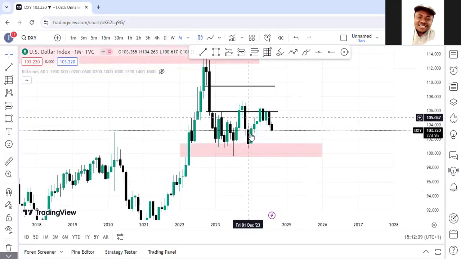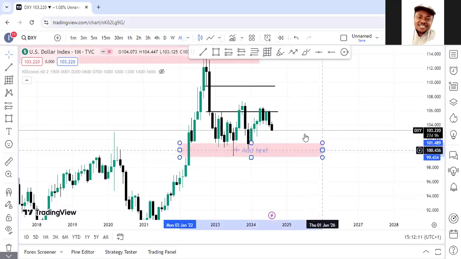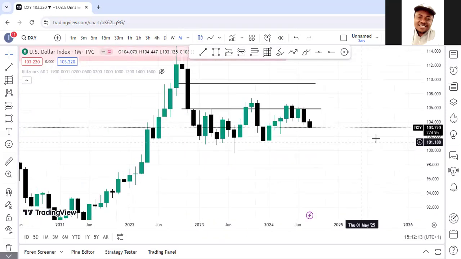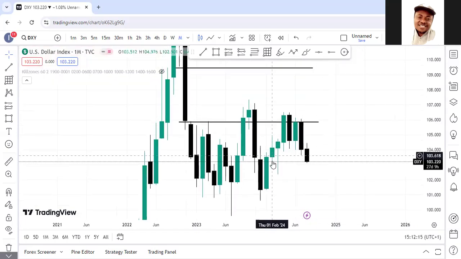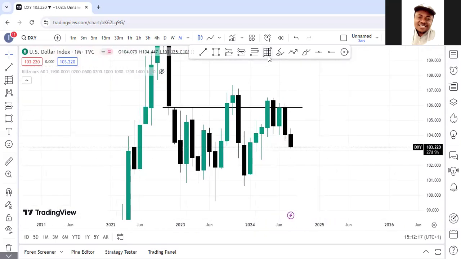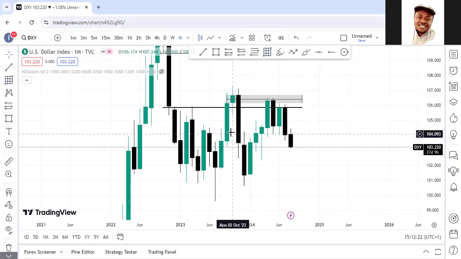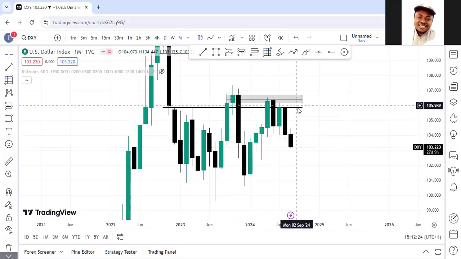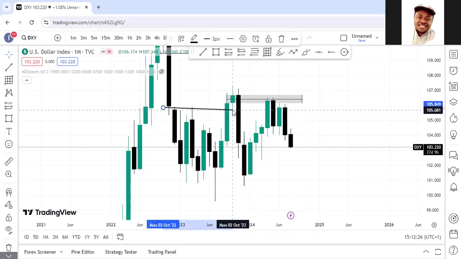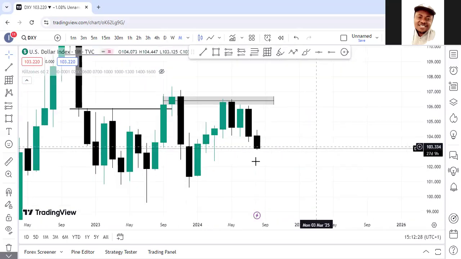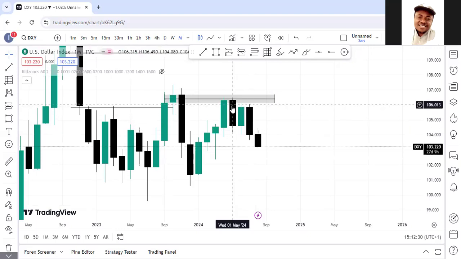And we have seen the willingness of price to give us lower prices. And then looking at it from the monthly, we have seen price came back into this monthly order block, the main threshold of this monthly order block. And we have seen the willingness of price to go lower, because we have been seeing price taking out the lows of the previous monthly candle.